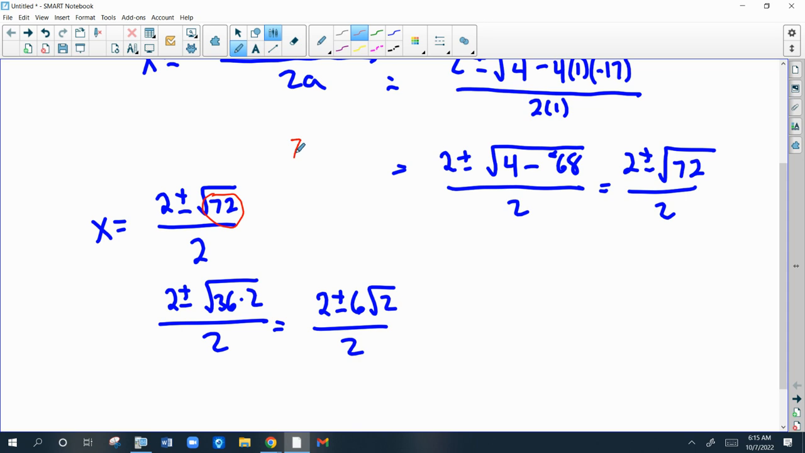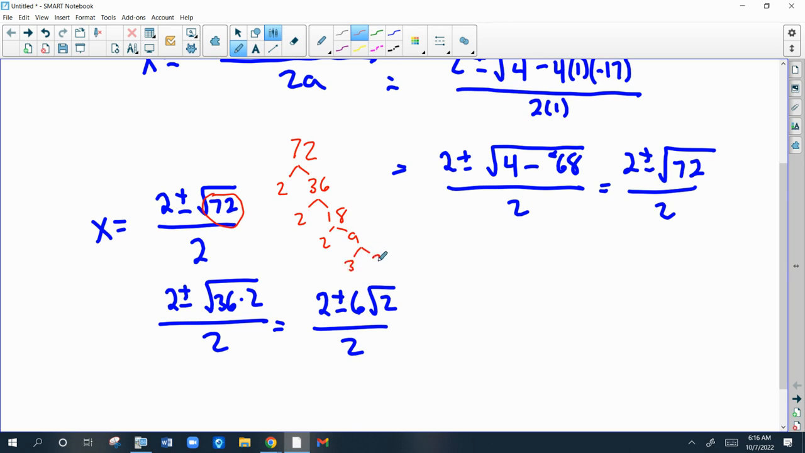I'm sure you were taught this. So instead of thinking of this as 36 times 2, make a factor tree. Start with 72 and keep breaking it down all the way. 36 is 2 times 18. 18 is 2 times 9, and 9 is 3 times 3.